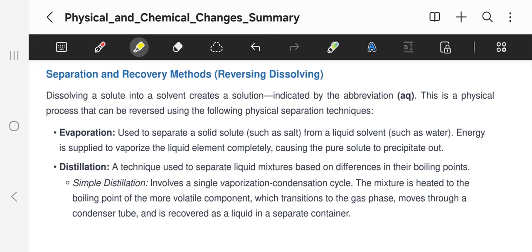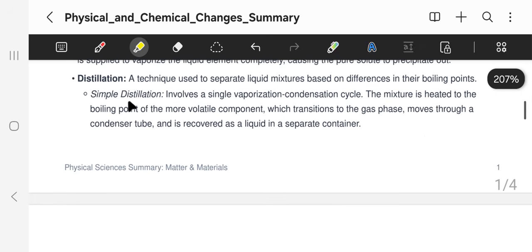And then we also have distillation. Distillation is a technique used to separate liquid mixtures based on differences in their boiling points. And we have two types of distillation. The first one is simple distillation. This one involves a single vaporization condensation cycle, whereby the mixture is heated to the boiling point of the more volatile component, which transitions to the gas phase, moves through a condenser tube, and is recovered as a liquid in a separate container.